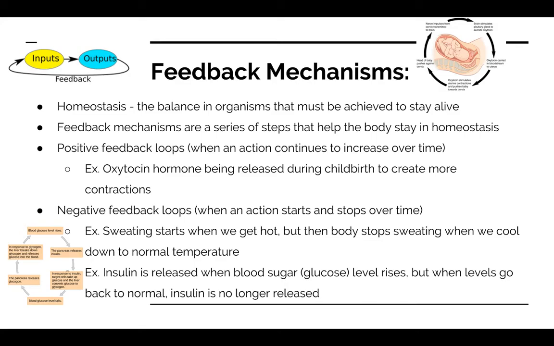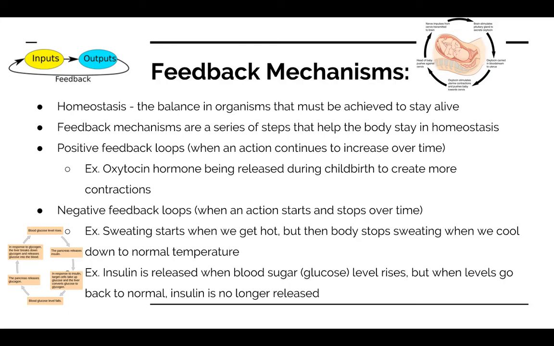So feedback mechanisms are basically lots of steps, kind of a cause and effect that allows you to stay in homeostasis. There's two different types of feedback mechanisms. There's positive and negative. Positive is when an action continues to increase over time. So an example of this is when a woman is going through childbirth. In order for her to continue to make contractions, a hormone called oxytocin is released and continues to be released in order to increase the number of contractions. And you can see that picture on your handout on the left, as well as on the image at the top right.